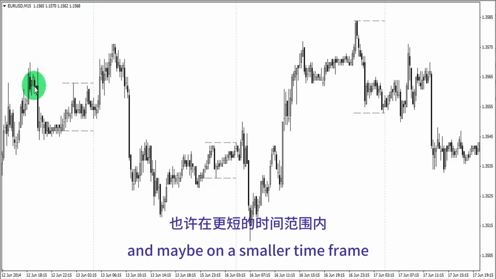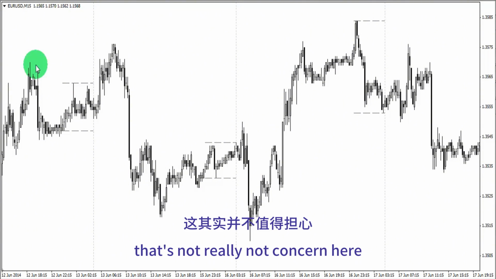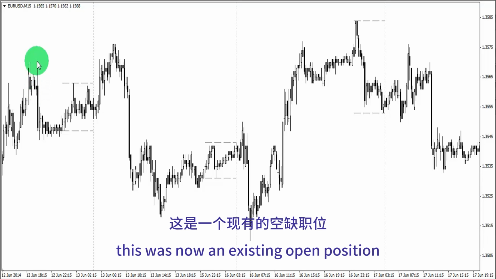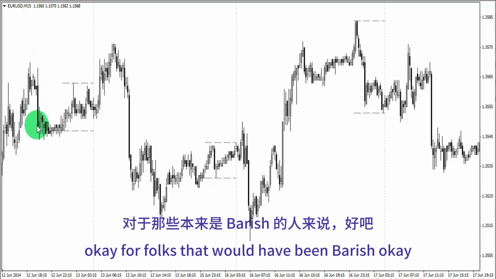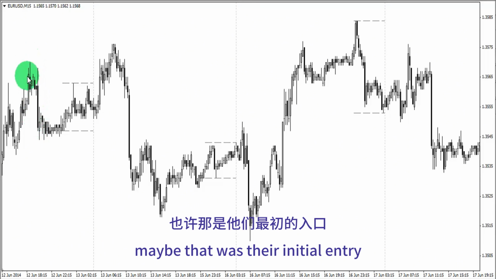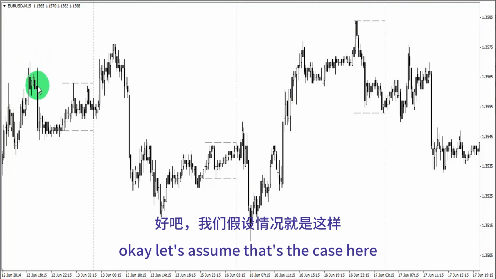Maybe on a smaller time frame this could have been a sell scenario for someone else. It doesn't make a difference. That's not really the concern here, but the fact that we drove down rather quickly, this was now an existing open position for folks that would have been bearish. Now if the market makers are inclined to want to assume a short position, maybe that was their initial entry, taking out this previous high in here. Let's assume that's the case here.